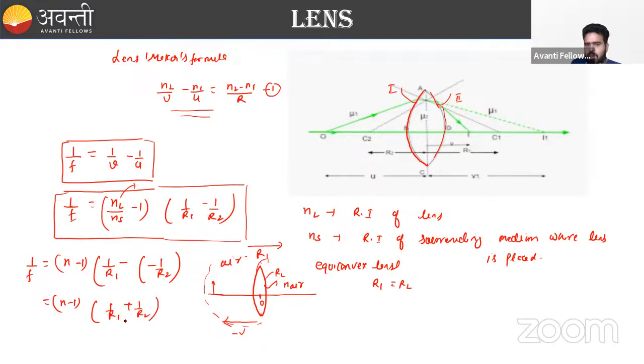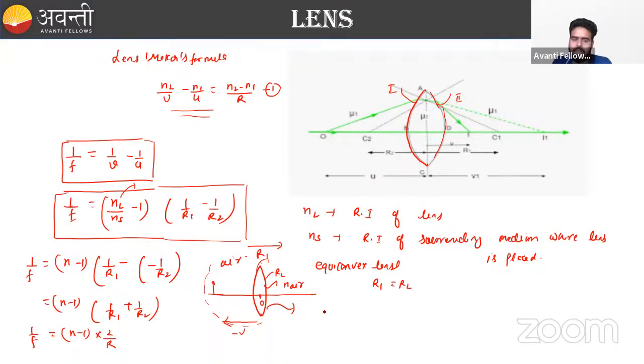If R1 equals R2, in the case of an equiconvex lens, this will become (n minus 1) times 2 upon R. So this is the formula of the focal length in the case of an equiconvex lens. The same concept is also applicable in the case of an equiconcave lens.